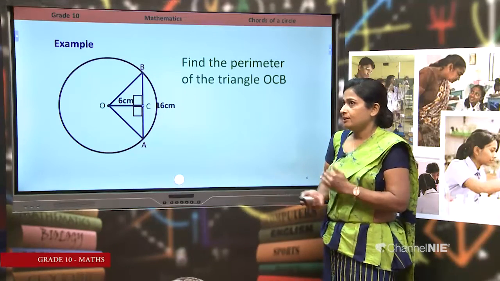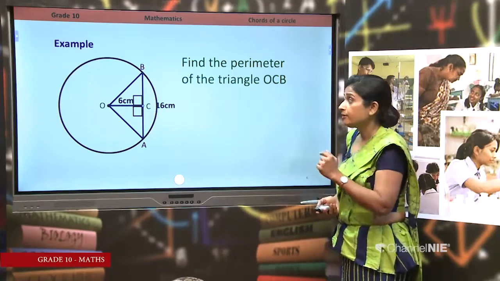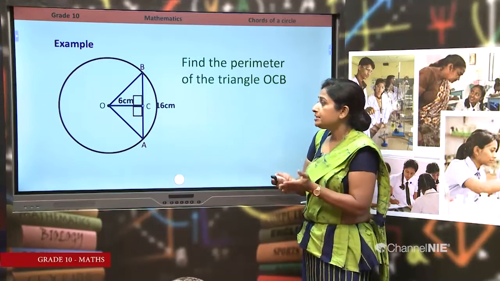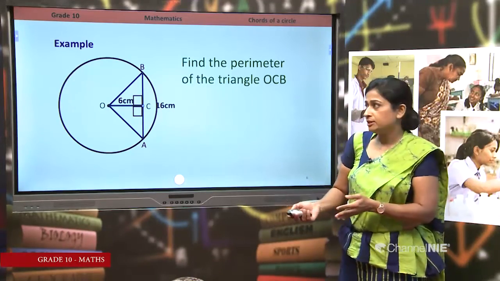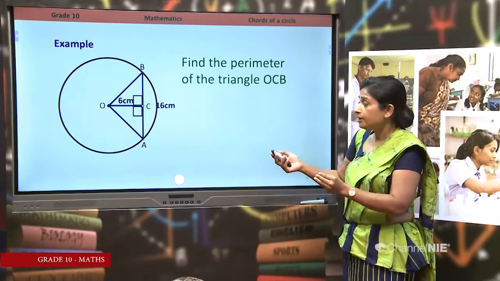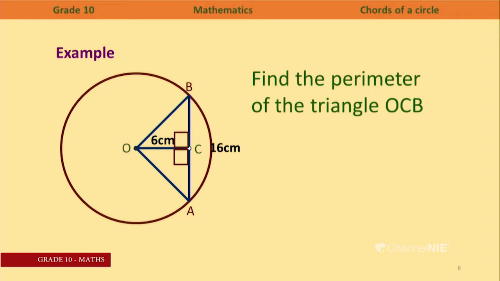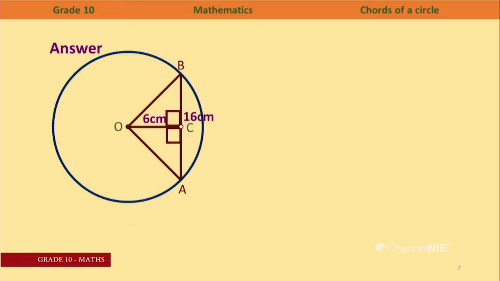In that case, we have identified that we can apply the converse of the theorem for this, because we can see a perpendicular drawn from the center to the given chord. According to that, we can say C is the midpoint of this chord AB. I am going to do that sum now. Because C is the midpoint of the chord, we can consider AC and CB as equal. If AB is 16 centimeter, AC is 8 centimeter and CB is also 8 centimeter. So, we are going to do that. You can do it with me now.